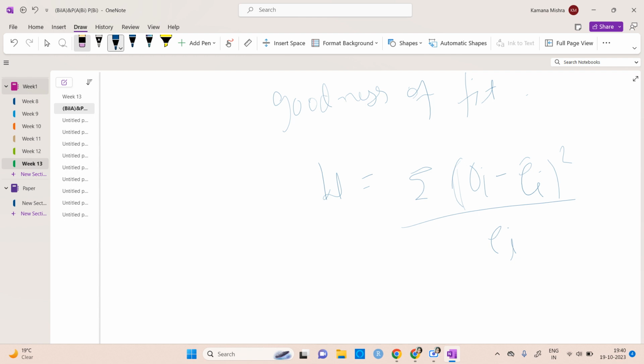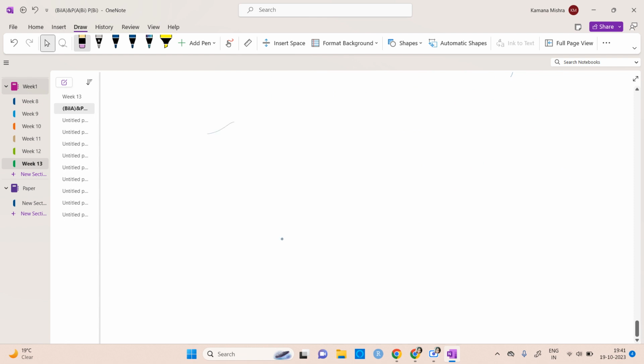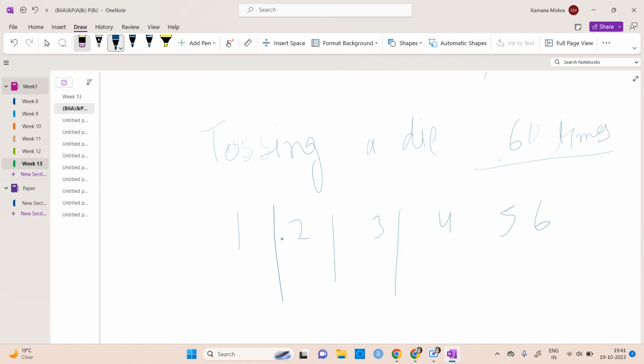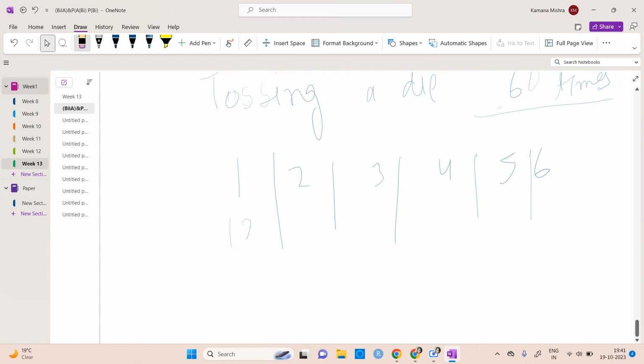So if you have a question on this, let's say we can make this question. Let's say you are tossing a die 60 times. Okay, and then I'm saying the observed one will be like 1, 2, 3, 4, 5, 6. Let's say I have observed that it came as 12, 10, 9, 11, 7, and then 11, so that would be 60 in total. Its summation would be 60.